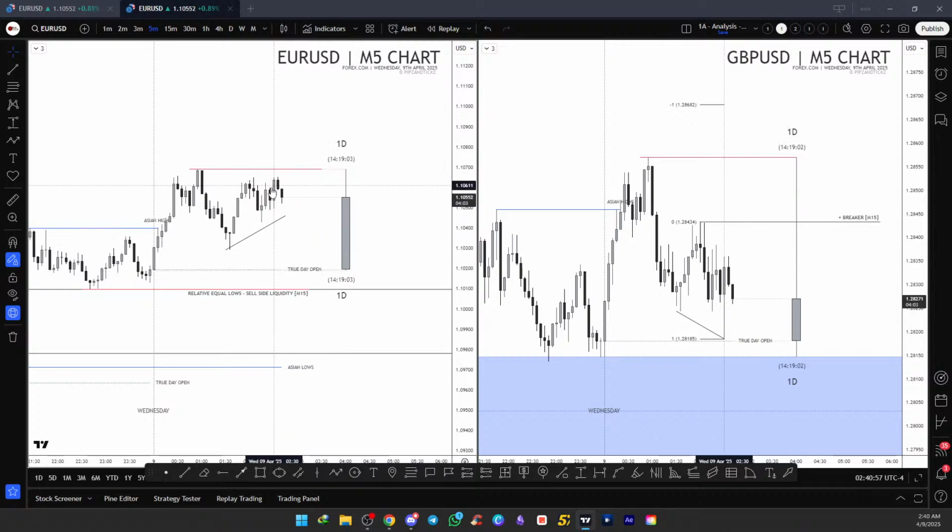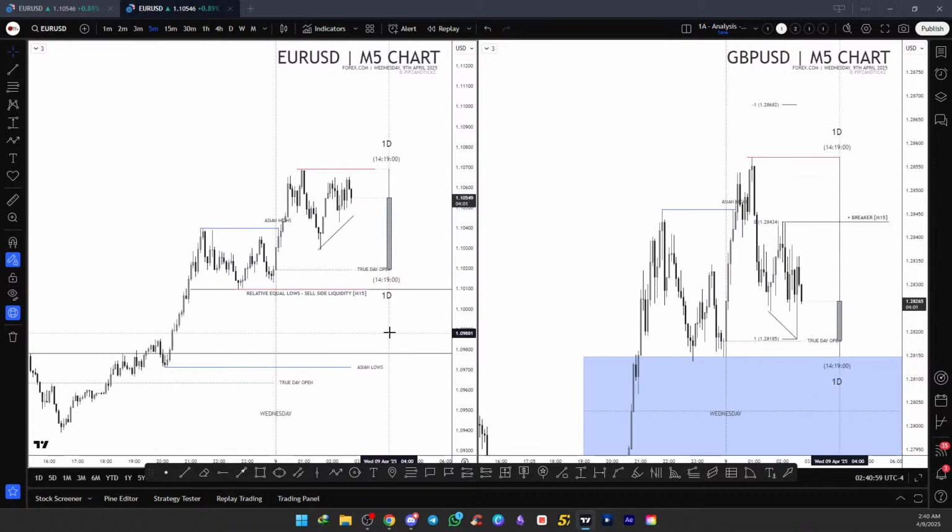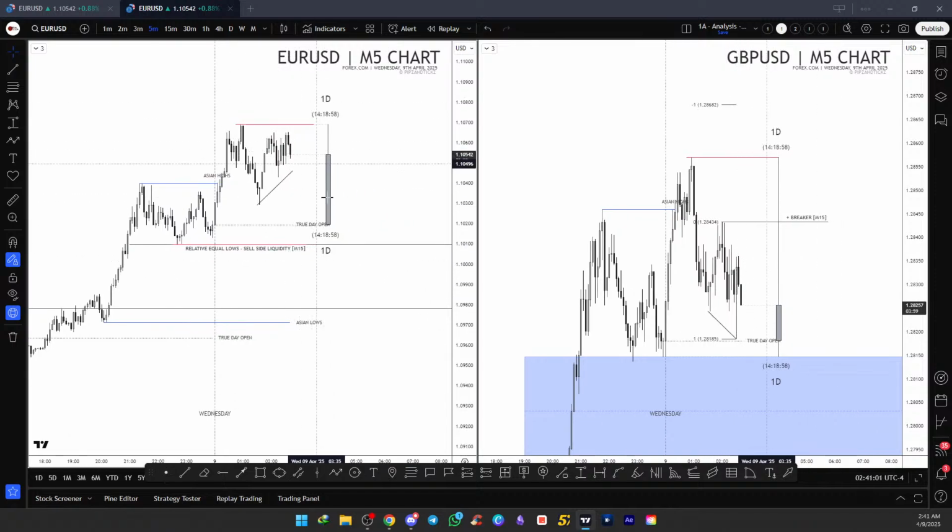I'm not expecting a large move to the downside. I'm just expecting price to move from this point to this point. It should be within 30 to 50 pips. Let me quickly check that out.